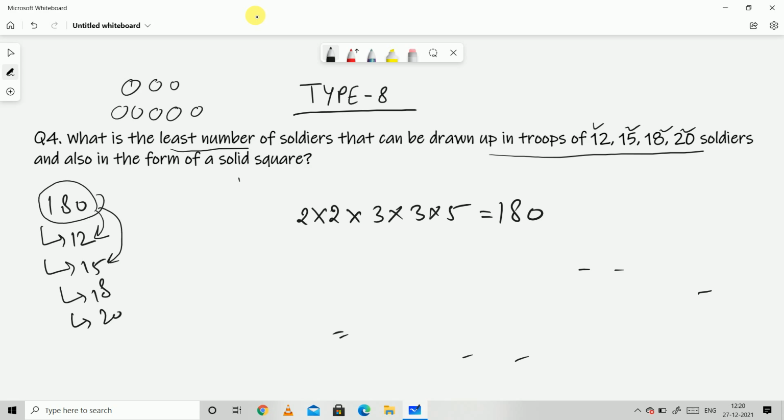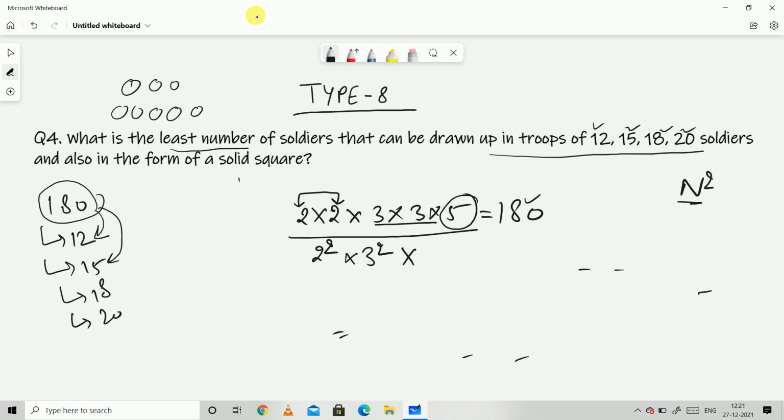So now I need to form the perfect square. A perfect square, as I told you, will always be the square of n. N can be any number. So in this prime factorization, 2 is occurring 2 times, that is, we are having 2 square. 3 is also occurring 2 times, so we have 3 square. But 5 is occurring only 1 time. Therefore this 180 is not a perfect square, because 5 is occurring only 1 time. Square means it has to occur 2 times.